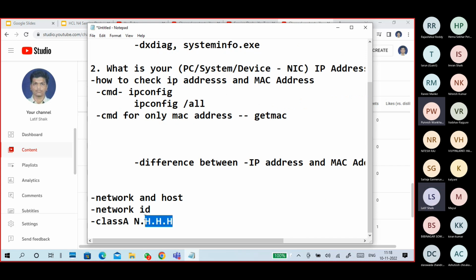So if you have a class A IP address, we can understand it subnet-mask-wise. In class A by default, the first portion is network and the rest is host. For example, you have taken one IP address. This is the network portion and this is the host portion, based on this subnet mask. Of course, this is the default subnet mask.